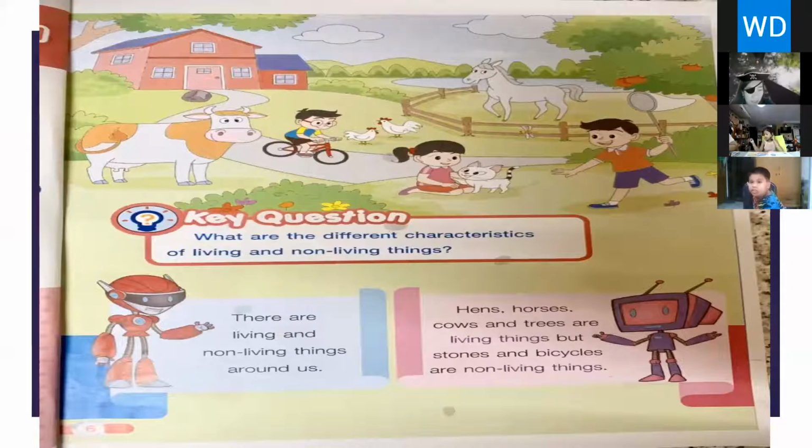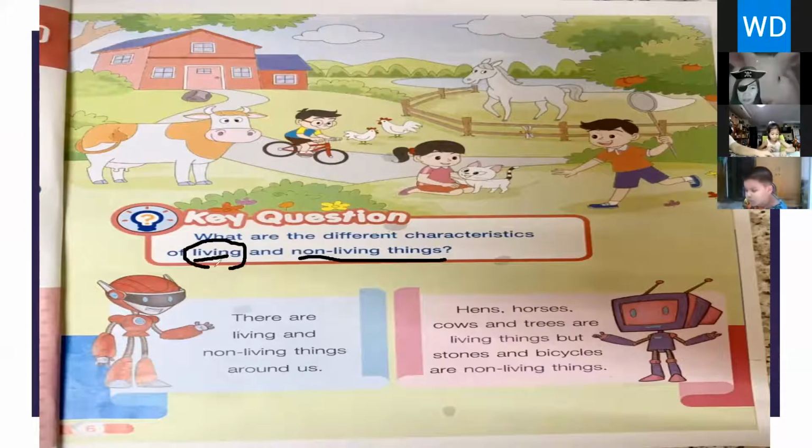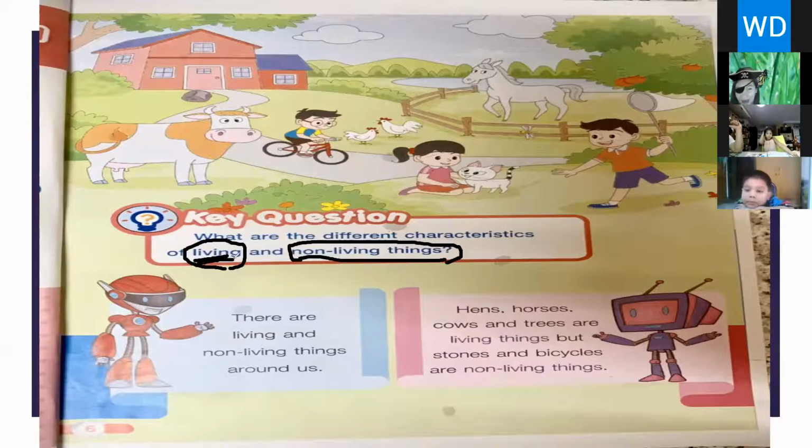Okay. Our topic for today is about living and non-living things. What are the characteristics of living and non-living things? Living things have life. Non-living things don't have any life. Okay, words: living and non-living things. Okay, let's ask. Nong Pana, do you understand what is living things? What does it mean? Yeah, how about non-living things?